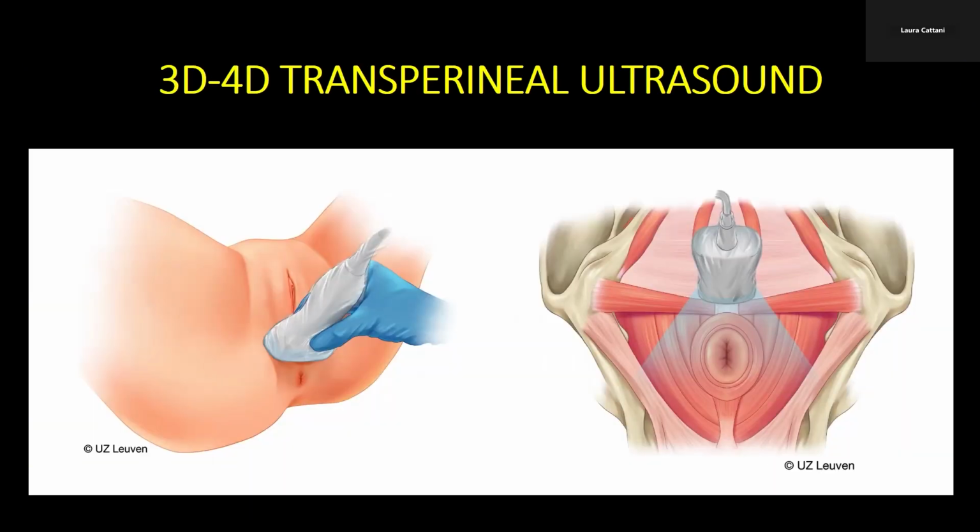3 and 4D ultrasound can also be used to assess the anal sphincter. To do that, the transducer should be rotated by 90 degrees and placed on the fourchette, as shown on the left. This transverse acquisition allows the visualization of the anal complex.